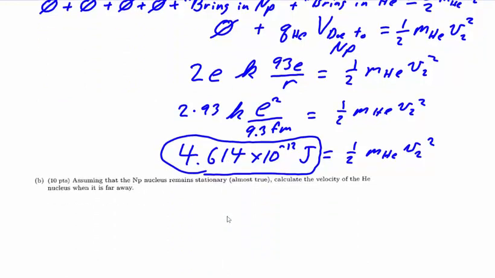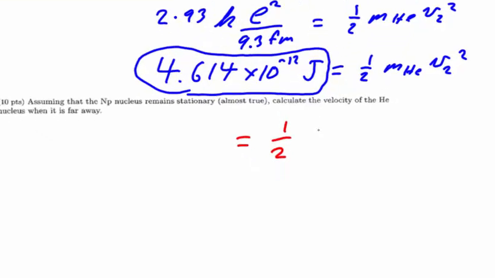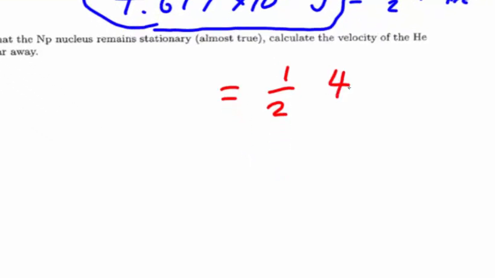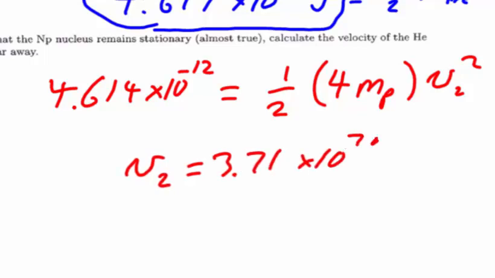To solve for part B of the problem, all we need to do is substitute in the mass of the helium nucleus. Since a helium nucleus contains 4 particles, 2 of them are protons and 2 of them are neutrons, and the proton and neutron have roughly the same mass, we're able to approximate the mass of the helium nucleus as 4 times the mass of the proton. Using the value for the mass of the proton as given in the table in this problem, we can then solve for the velocity at moment 2. We get the result of 3.71 times 10 to the 7 meters per second.